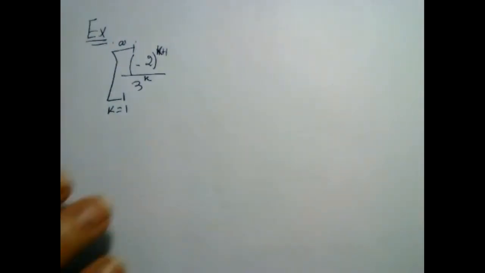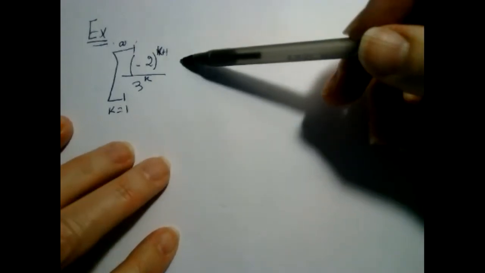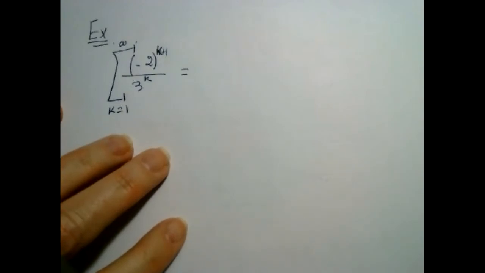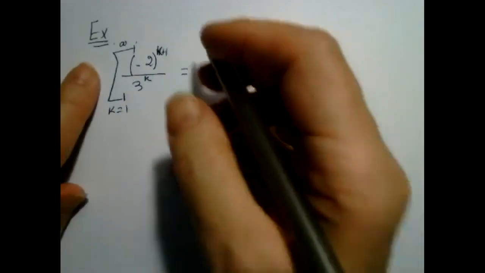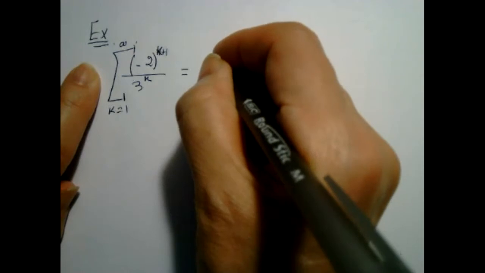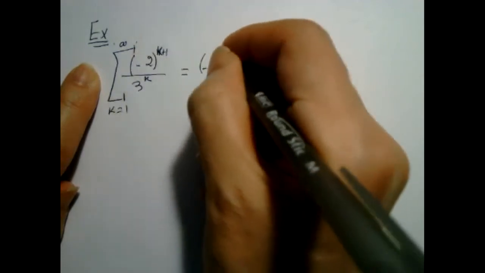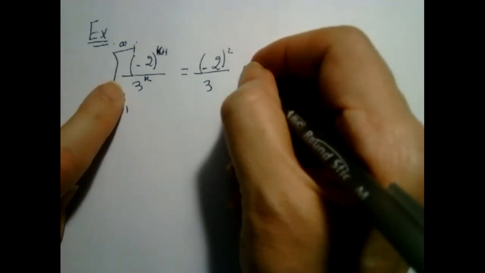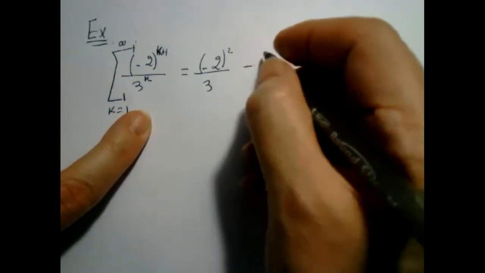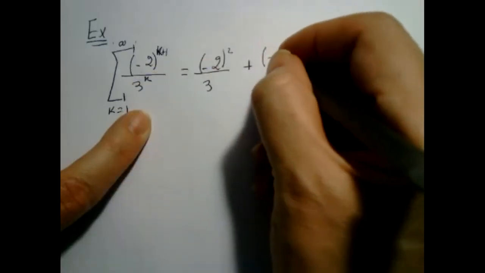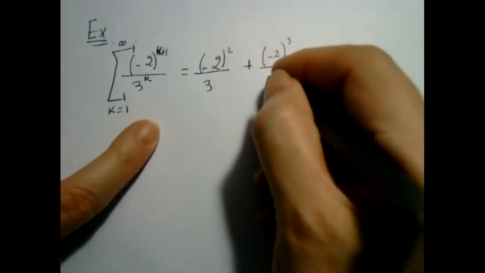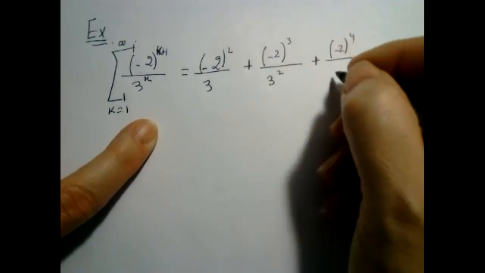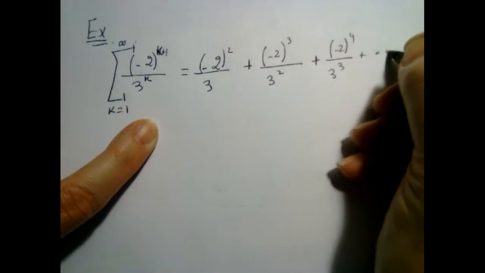All right. An easy way to find out if it's a geometric series, my advice to you is write up the first few terms. When you write up the first few terms, you can understand the series much better. What are the first 2 terms here? The first term is (-2) to the power 2 over 3. Then for k equal to 2, I'm going to have (-2) to the power 3 over 3 squared. And then I will have (-2) to the power 4 over 3 cubed, plus so on and so forth.